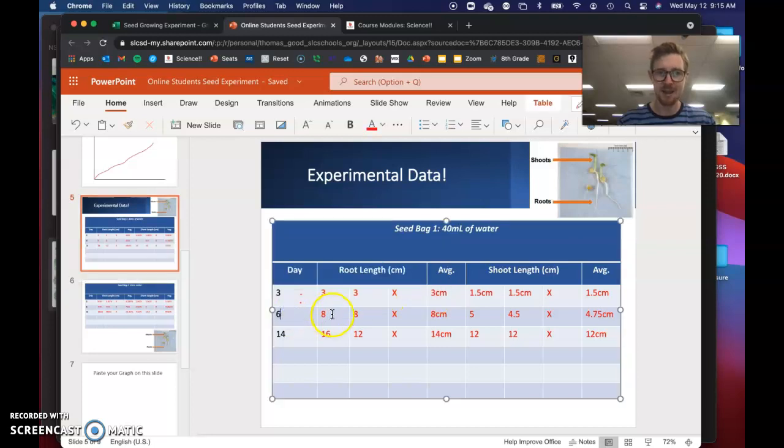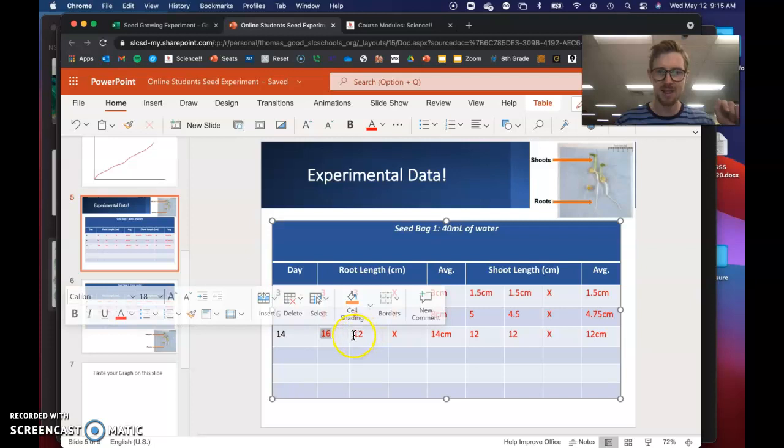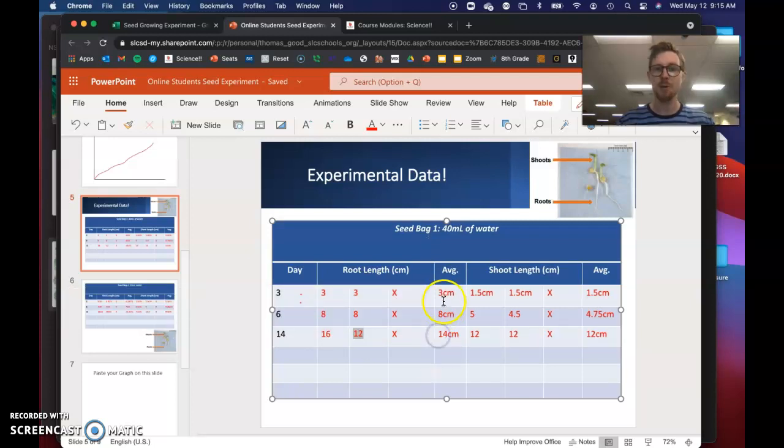On day 6, they were each 8 centimeters long, pretty consistent. So, of course, the average of 8 and 8 is 8. On day 14, so a few days ago when we took our final data, the root length of the first one was 16, and the root length of the second one was 12. The average is 14.